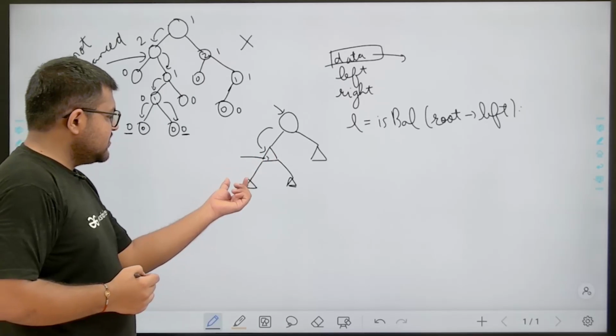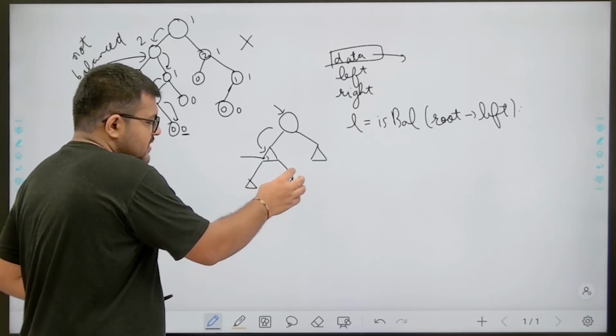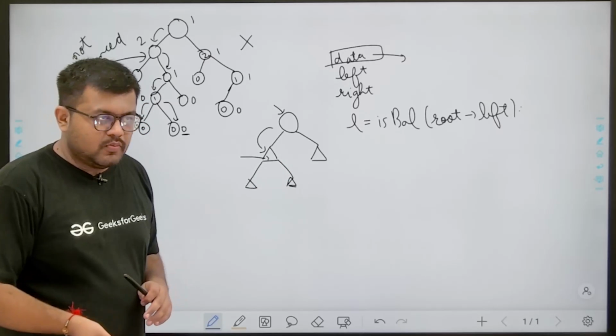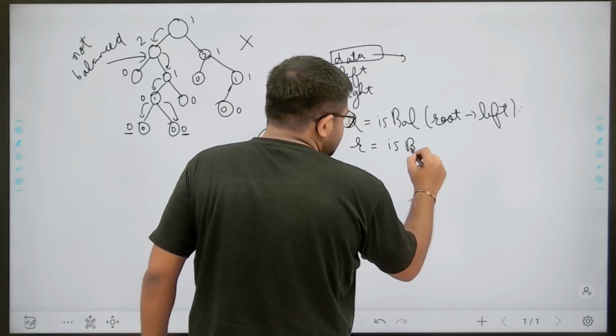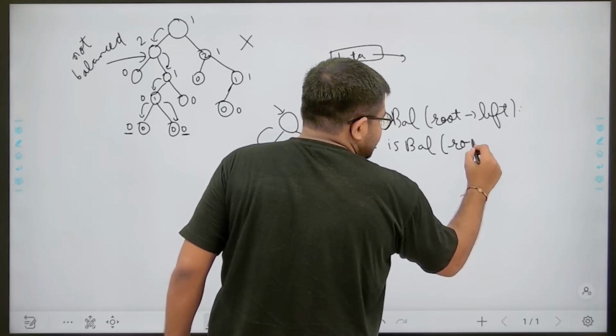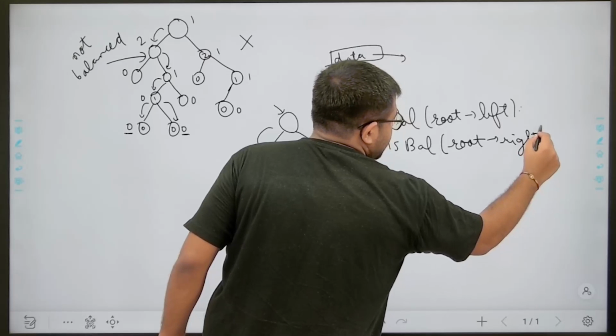So for this, whether the height difference between the left subtree and right subtree is not more than 1. I'll check R equals is balanced for the right subtree, okay, for the right subtree.